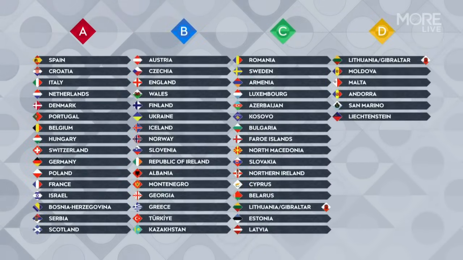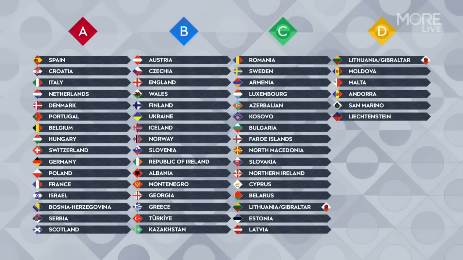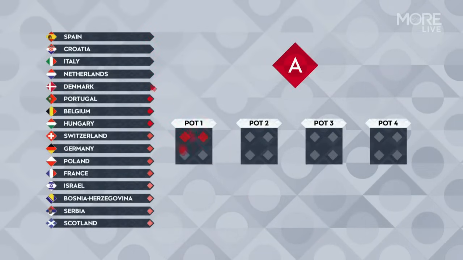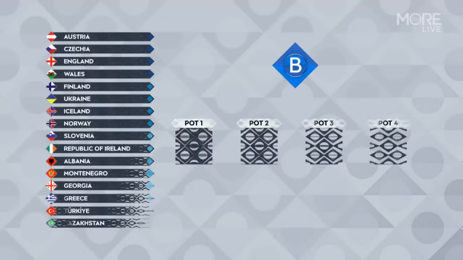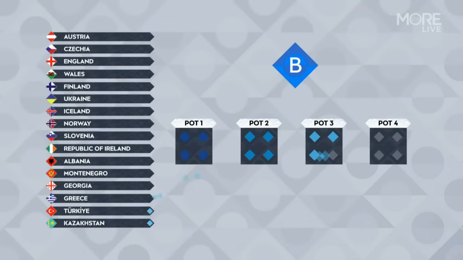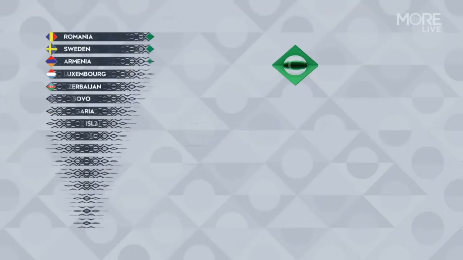54 teams will participate in the 4th edition of the UEFA Nations League, and they have been divided into the 4 leagues according to their results in the previous edition. League A will have 4 pots with 4 teams each. League B will also have 4 pots with 4 teams. And the same for League C.